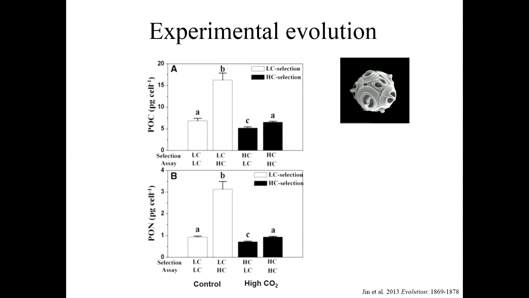And so here's just one. It's a coccolithophore, and it was reared up under either control or high CO2. And this is control CO2, high CO2. And then it's tested under control or high. And what you can see, organic carbon, organic nitrogen, the controls under the normal conditions under high CO2 is a massive spike. But if they've been reared up for many generations under those conditions, that doesn't occur. So these populations have adapted.